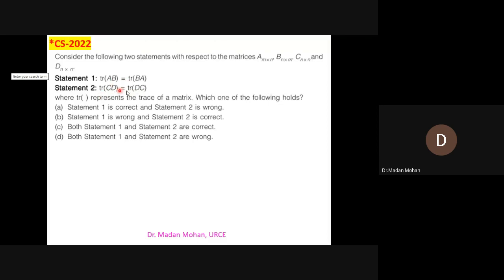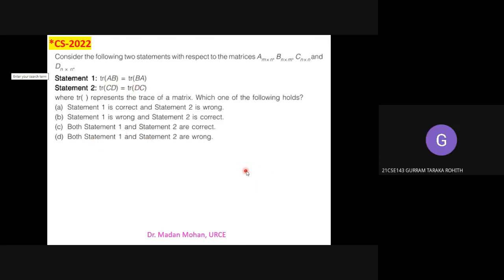AB, BA, CD, DC, but the orders differ. TR represents the trace of a matrix. Which of the following holds? Four answers are given: both are right, one is right and the other is wrong, or both are false.